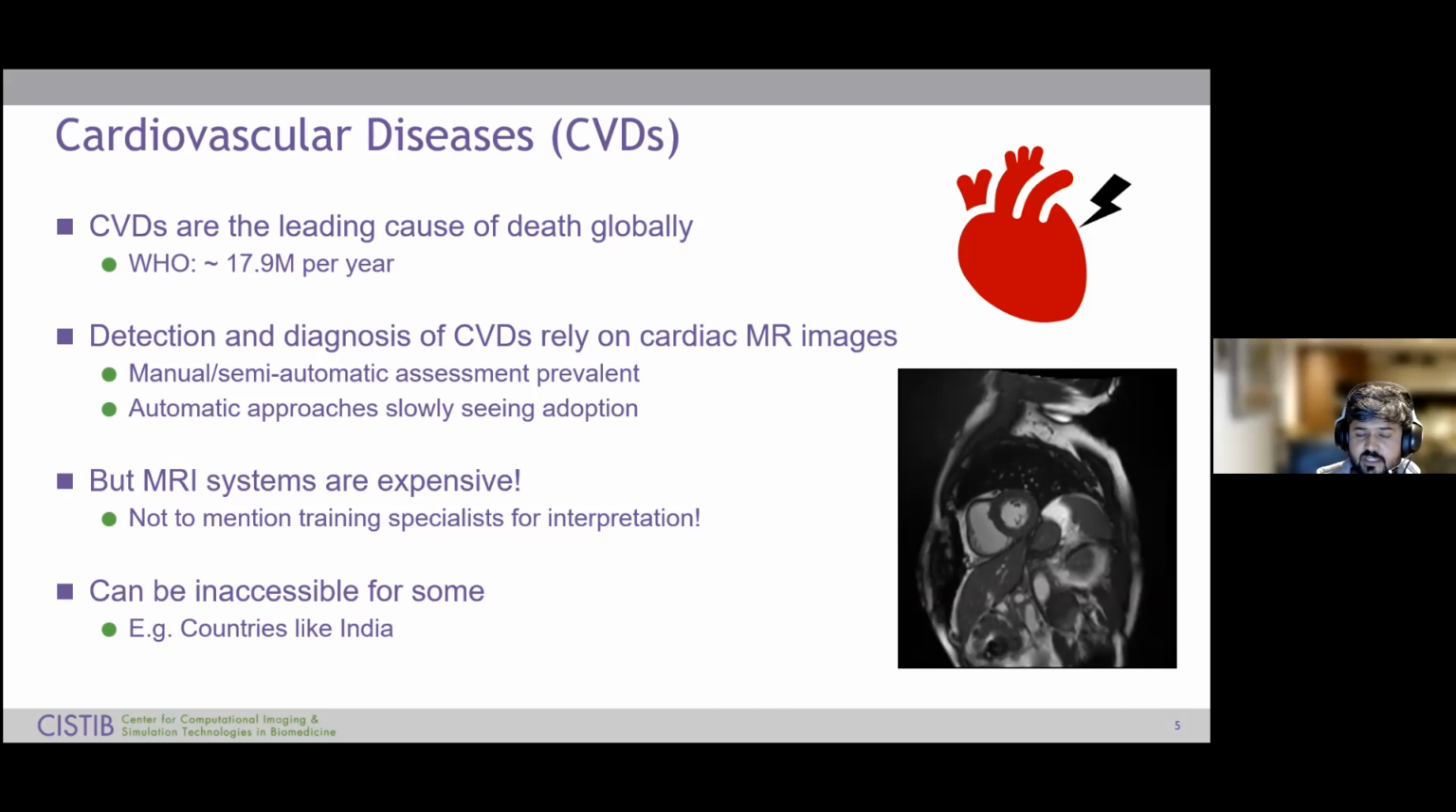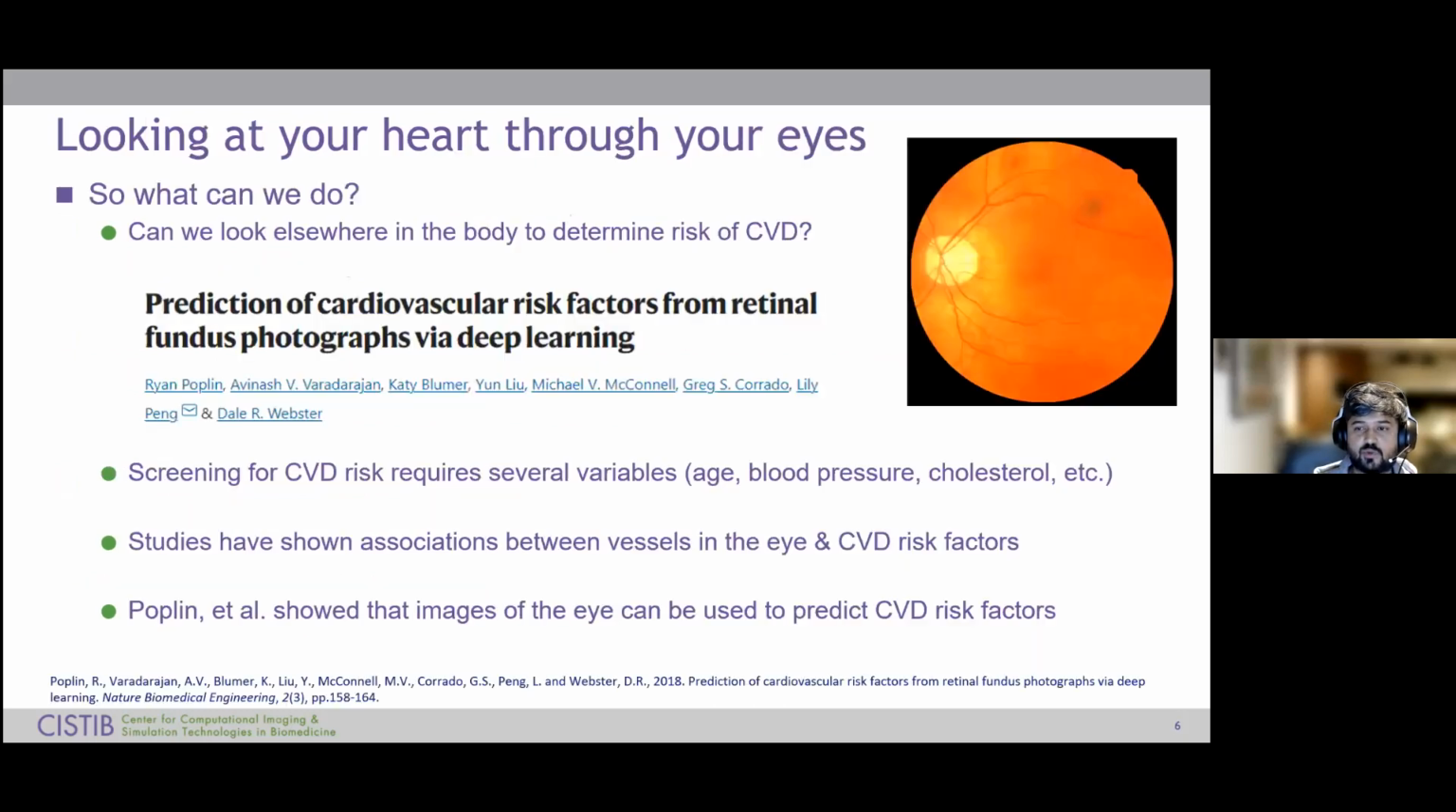So what can we do to address scenarios like this, where relying on cardiac MRIs is insufficient to identify patients at risk of cardiovascular disease? This was what we wanted to answer in this first body of work that I'm going to speak to you about.